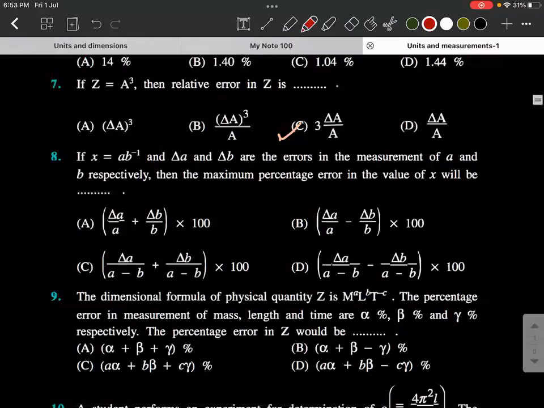Do the eighth one. X is equal to A by B. Delta A by A and delta B by B are the errors in measurement of A and B respectively. Then the maximum percentage error in the measurement of X is. So X is equal to A by B. Then what is delta X by X equal to?